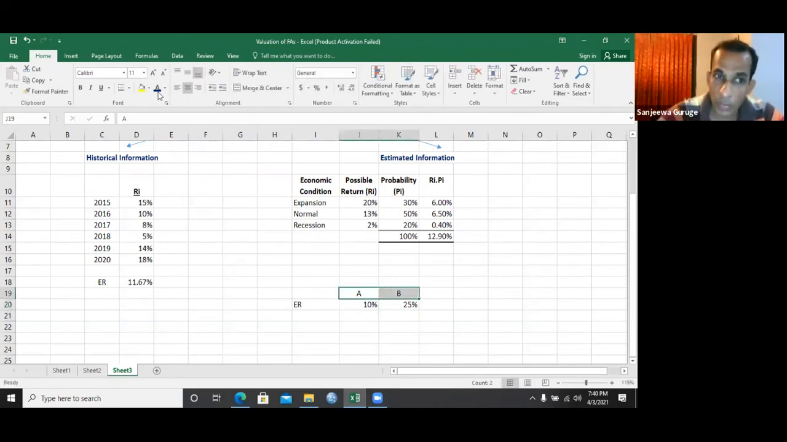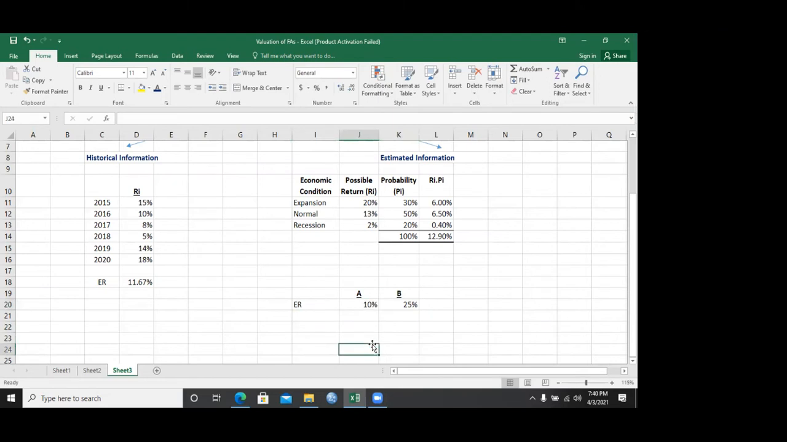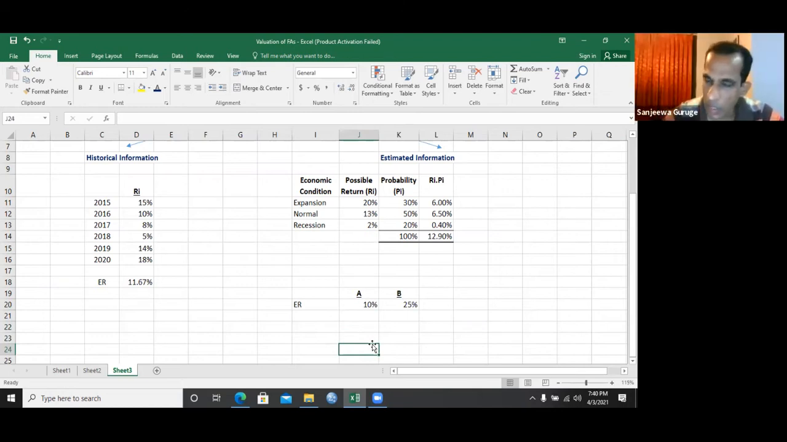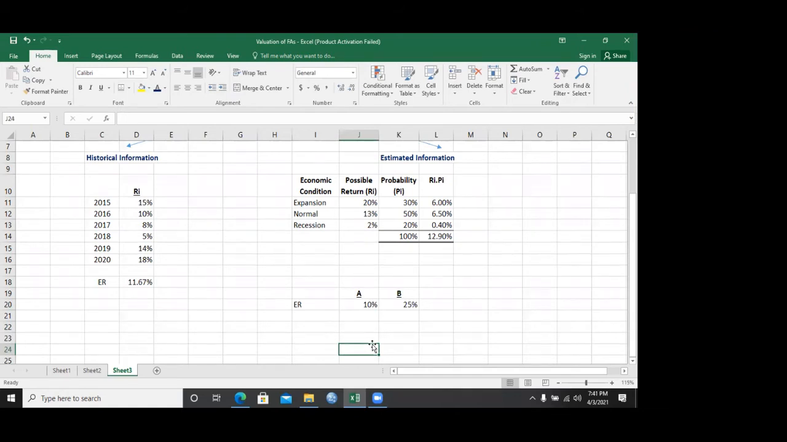What is the asset you prefer to invest? These are the expected returns for two assets. Which asset do you prefer to invest your money in? Which one is better? B. So you prefer to invest in asset B, right? Others agree? Depends on the risk, sir.